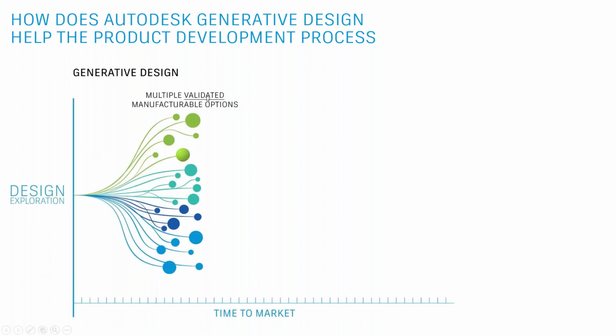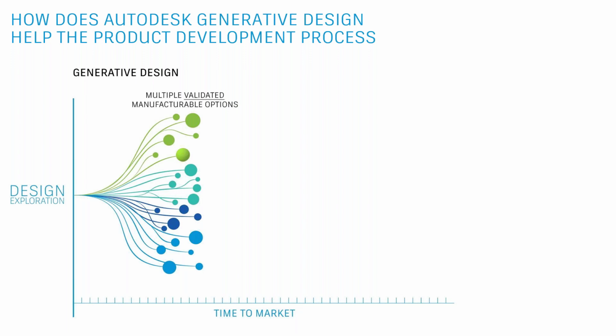And the reason why is because you get multiple validated manufacturable options. The manufacturing process is one of the inputs to the program. So you can tell it, I want to explore, maybe this as 3D printed, or I want to explore this using a 5-axis mill, for instance. So there's multiple options that you can put there.